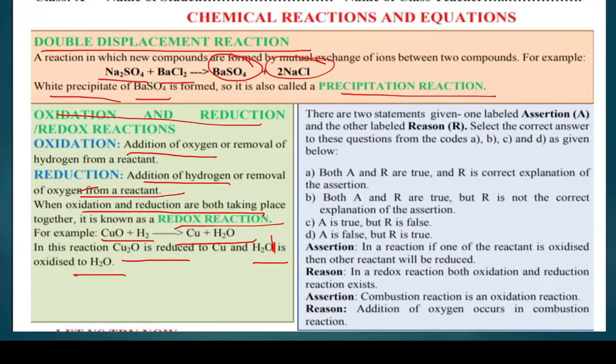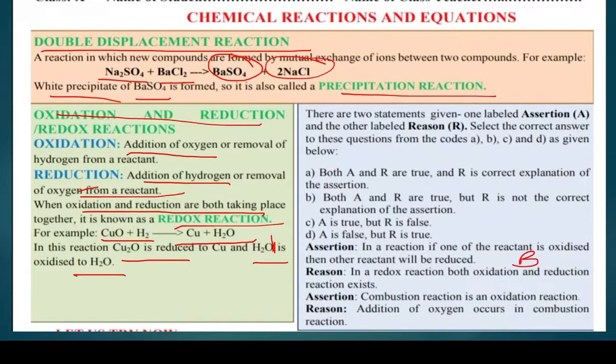There are two statements given, one labeled assertion and another reason. You have to select the correct option from A, B, C, D. Now the first question: in a reaction, if one of the reactants is oxidized, the other will be reduced. In a redox reaction, both oxidation and reduction exist. So here both statements are true, but R is not the correct explanation of A. So in this case you will write option B.